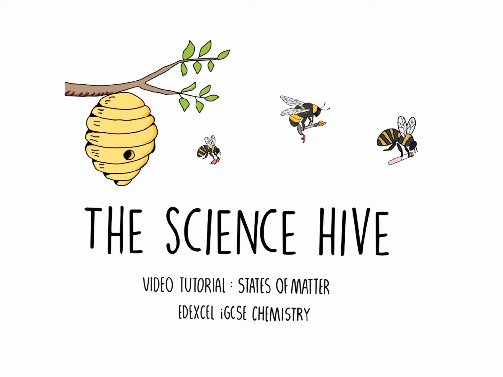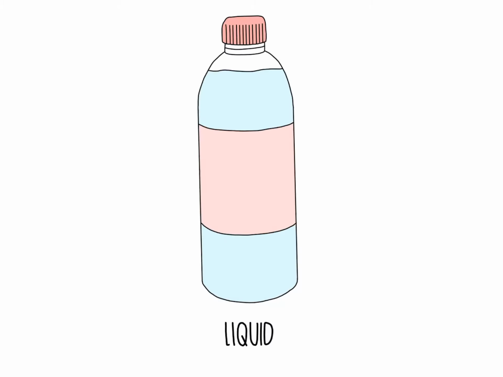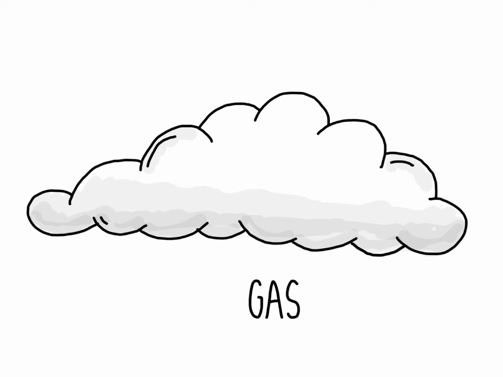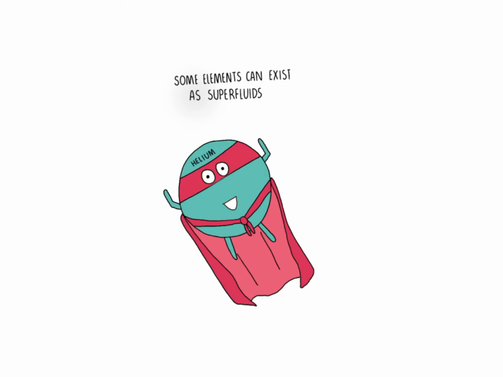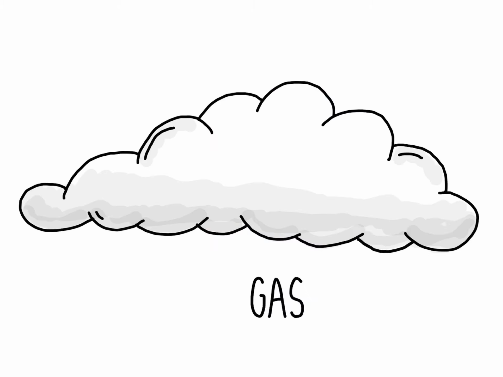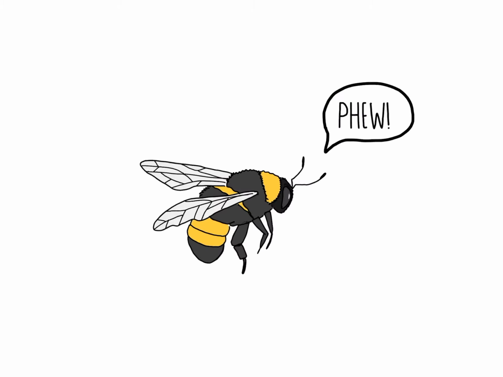So the vast majority of materials exist in one of three states: a solid, a liquid, or a gas. In reality, there are actually more than these, including the very exotic plasma state and superfluids. But at GCSE, we only need to concern ourselves with the run-of-the-mill solids, liquids, and gases. For the exam, you will need to be able to state the properties of each of these.